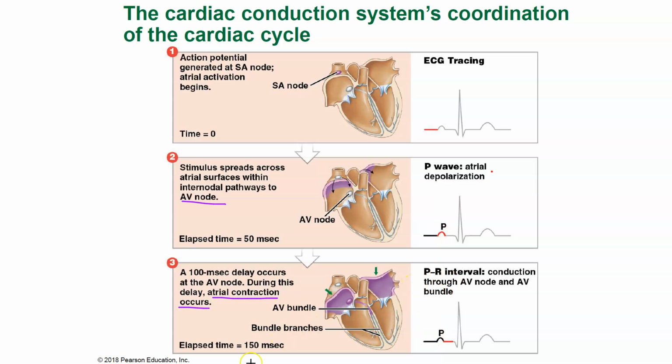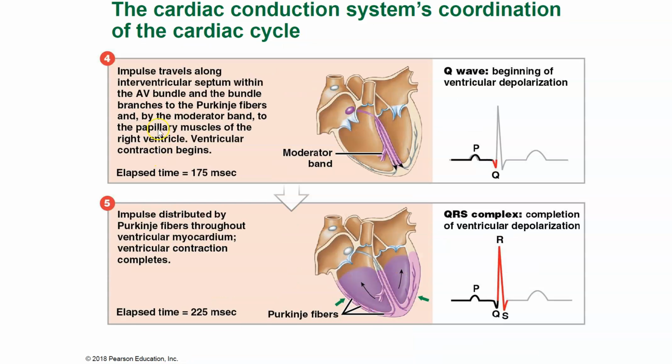Then the conduction through the AV node and AV bundle. The next slide here: impulse travels along the ventricular septum within the AV bundle, the bundle branches to Purkinje fibers to the papillary muscles of the right ventricle. Ventricular contraction begins. So QRS is ventricular contraction, completion of ventricular depolarization. Impulse is distributed by the Purkinje fibers, and then the end of it is relaxation, PQRS, and this last one is known as T. I'll show you a better picture here in a second.